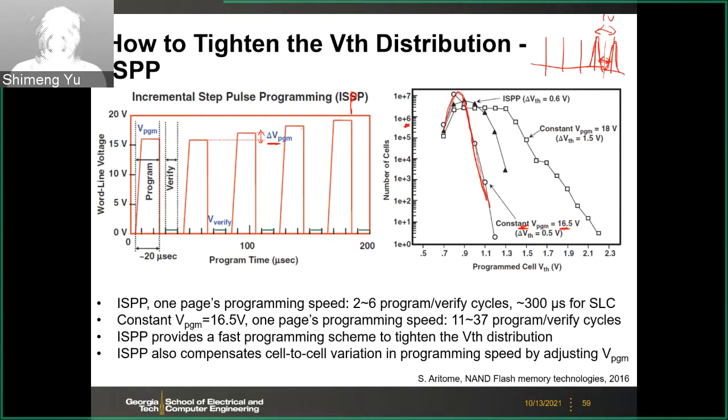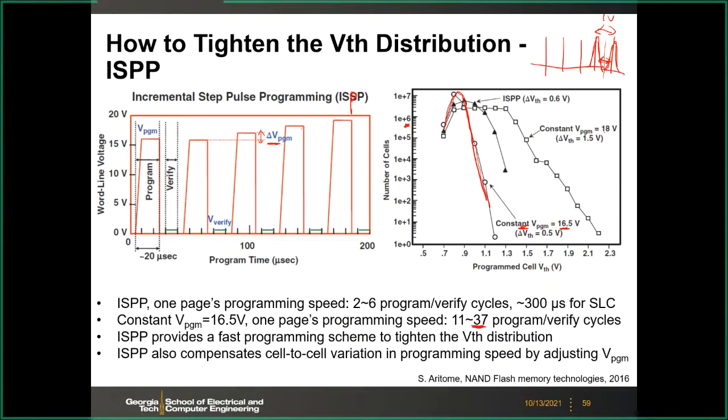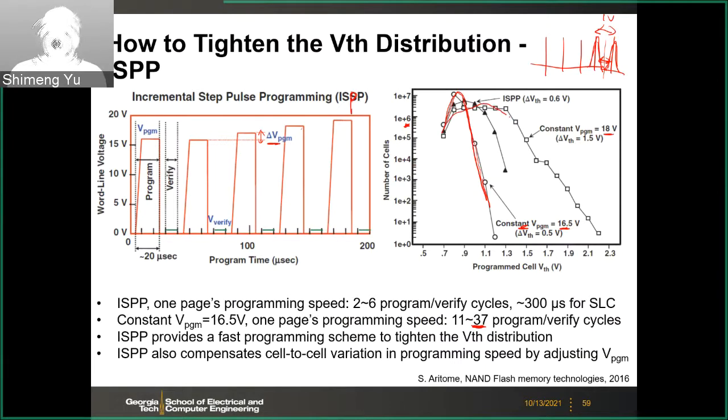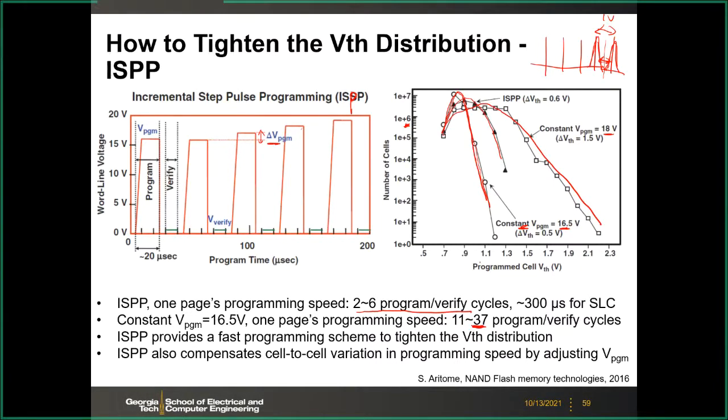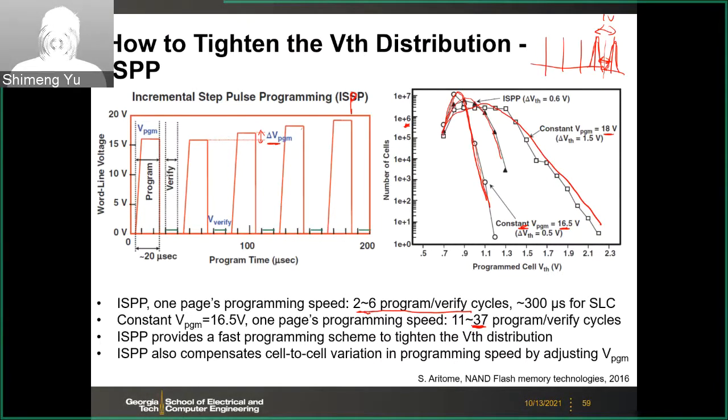But for this one, if you keep doing this, you may need up to 37 program and verify cycles to achieve this. If you increase the constant voltage to 18 volts, then you will have a very wide distribution. But if you do this gradual increase, then you can get a relatively good distribution within only 2 to 6 program and verify cycles. And this is a much shortened write time.